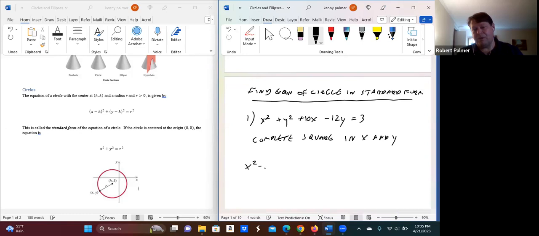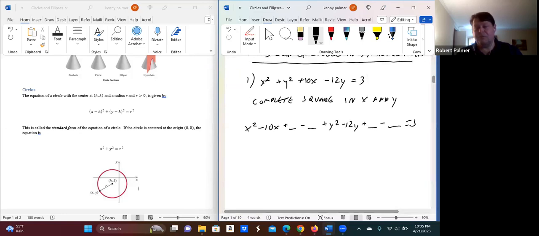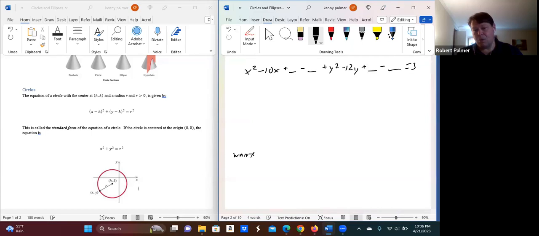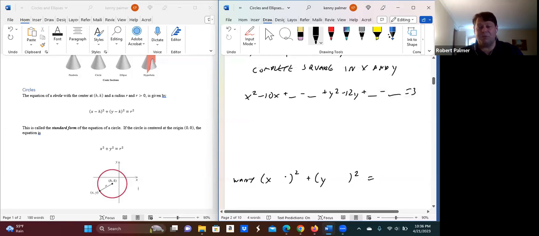So what we're going to do then is put our x terms together, x squared minus 10x. Then we have to add something and subtract something, and then do the same thing with our y terms, y squared minus 12y. We have to add something and subtract something, and then we still have our 3 over here. What we want after we do this is to make it look like the standard form, x plus or minus something squared plus y plus or minus something squared is equal to some number over here, which most likely won't still be 3. This is why it's called completing the square, because we want to have these squared terms.